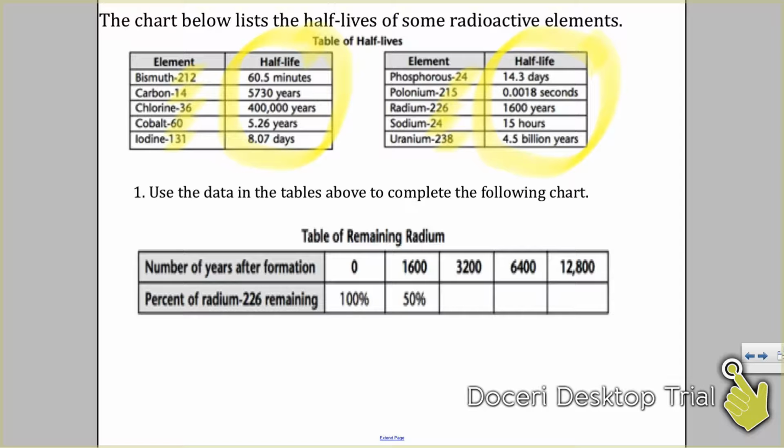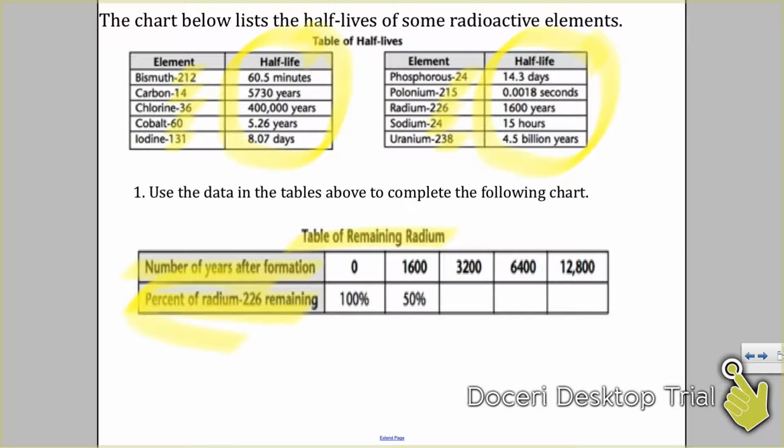Okay. So, now looking at the bottom chart, we notice that this chart is talking about what element? Radium. Because it says it right here, table of remaining radium. This chart is broken up into two sections. One section says this, the other section says this. When it says numbers of years after formation, what are we talking about? How many? The numbers of what? What's occurring there? Half-lives. Down here, this portion, we're talking about the percentage that is decaying, right?